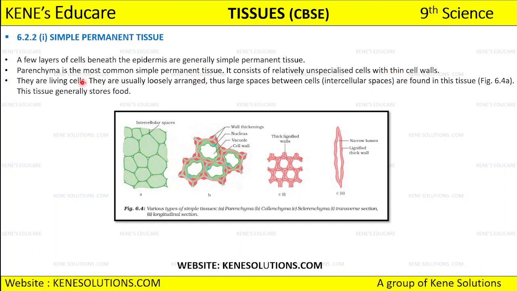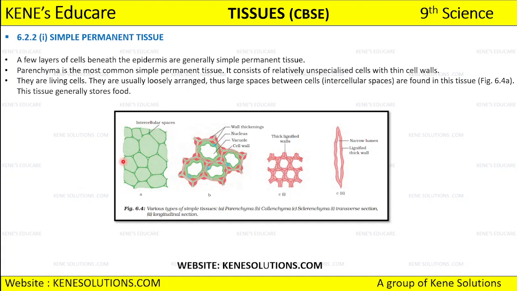They are the living cells. Okay, so they are usually loosely arranged, and thus large spaces between the cells, that is intracellular spaces, are found in this tissue. Because these cells are loosely arranged, you will see कि वहाँ पे there are large spaces between the cells. So this tissue generally stores what? Food. ठीक है, simple permanent tissue जिसका example है parenchyma. What does it do? It simply stores the food.